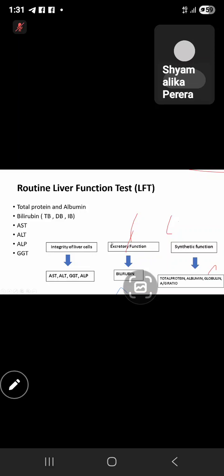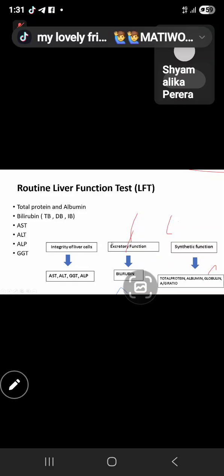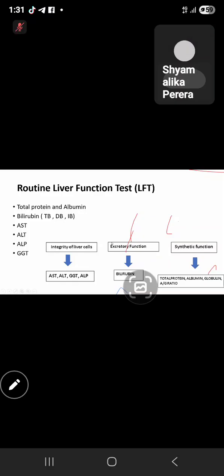You can interpret the integrity of liver cells. Whether you want to know about the hepatocyte cell environment, you can have a better idea through these enzymes: AST, ALT, gamma GT, and ALP. If you want to estimate the excretory function of the liver, the best marker is bilirubin. And if you want to analyze the synthesis capacity of your liver, the total protein, albumin, and globulin are the parameters which will indicate the synthetic function of the liver.